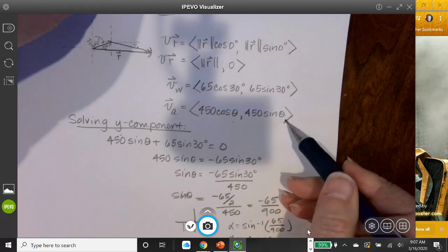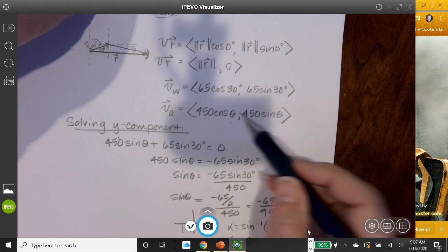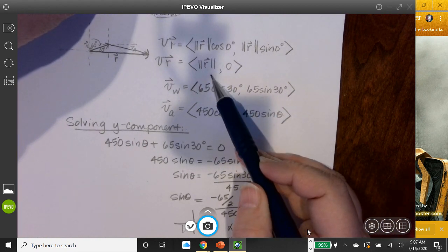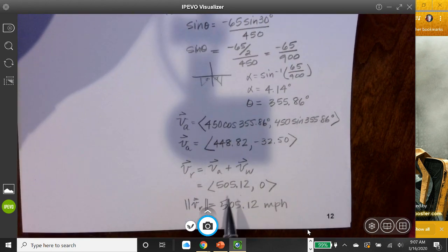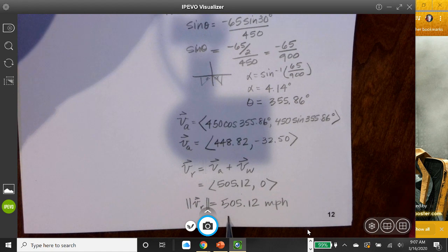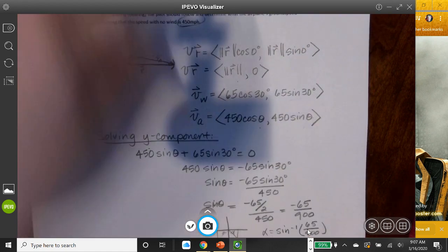And so now I know this theta, so I can add these two vectors together to get the velocity vector, which we did for the resultant down here. And then we can find its magnitude. So it's pretty cool. I like that problem.